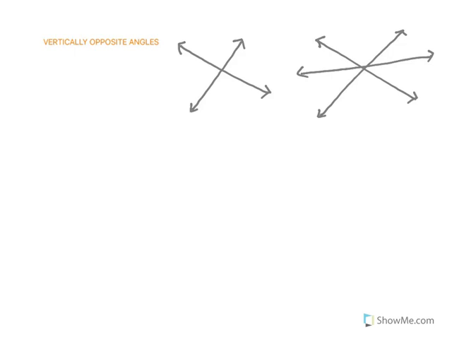Here we go to vertically opposite angles. So we study vertically opposite angles. Let us learn how to spot vertically opposite angles. To have vertically opposite angles, we require two intersecting lines.